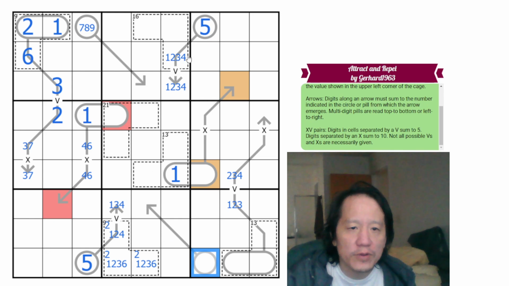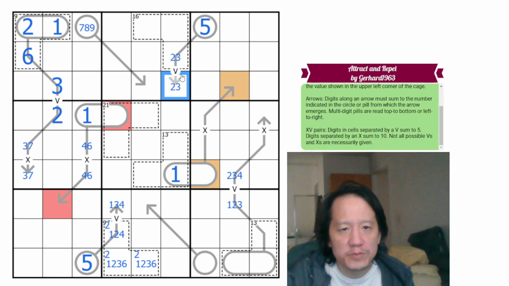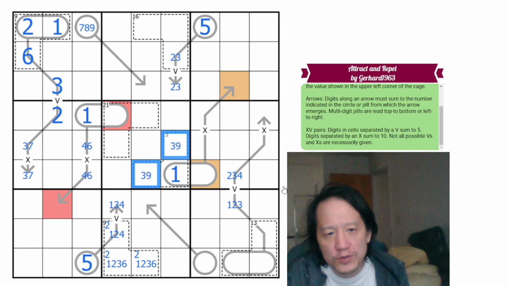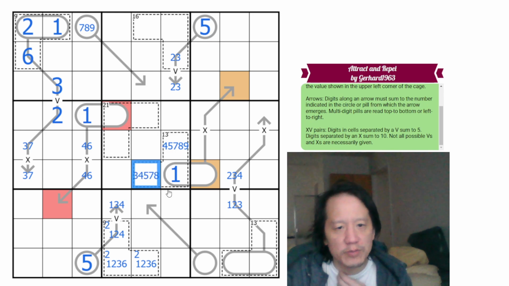So this can't be 1 or 4. This has to be 2 and 3 because of this 1. This must add up to 12, so it's either 3, 9, 4, 8, or 5, 7. This can't be 3, so this can't be 9.